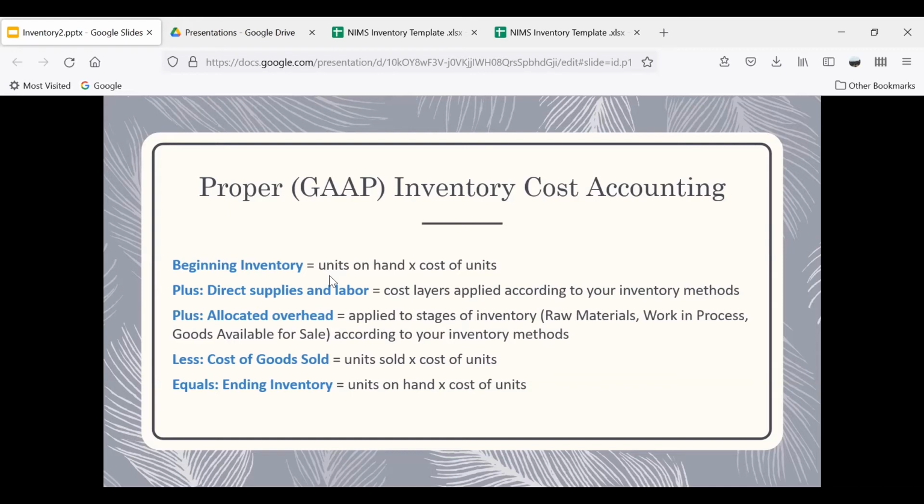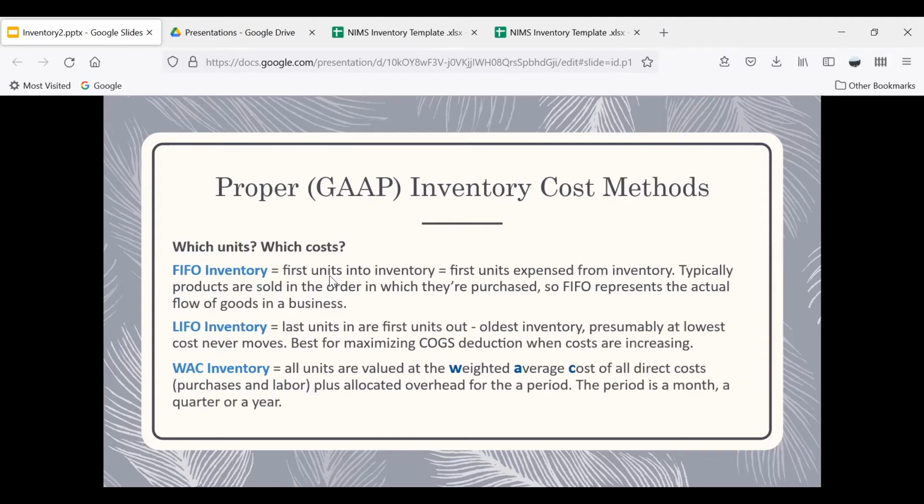You're running expensive machinery and you don't take some portion of that machinery's cost into consideration, you're not fully valuing the cost to create that inventory. So that's the allocated overhead, not required for tax purposes, but if you just think for management purposes, costing purposes, makes sense that you would include it. And then the cost of goods sold and ending inventory is straight up math. The part that gets hard is which cost.